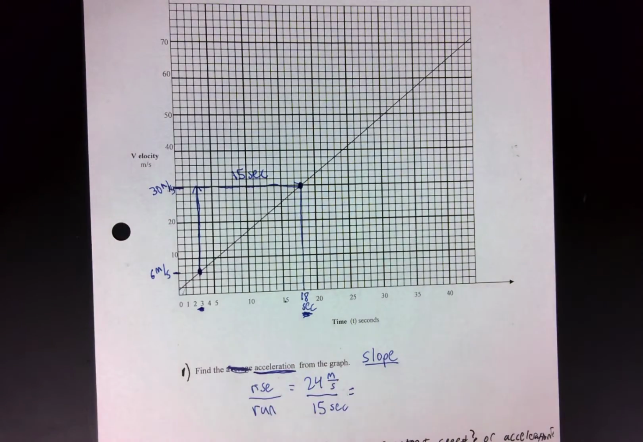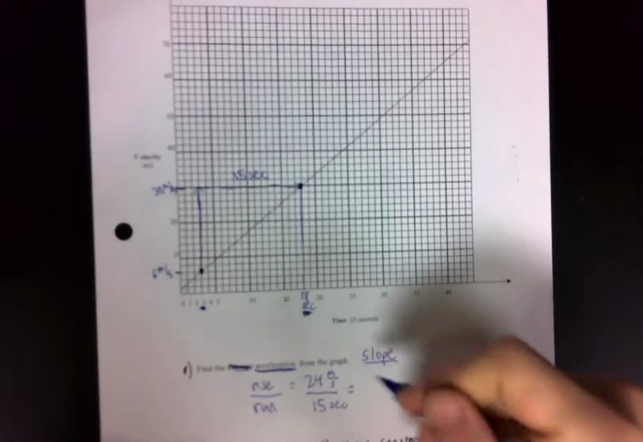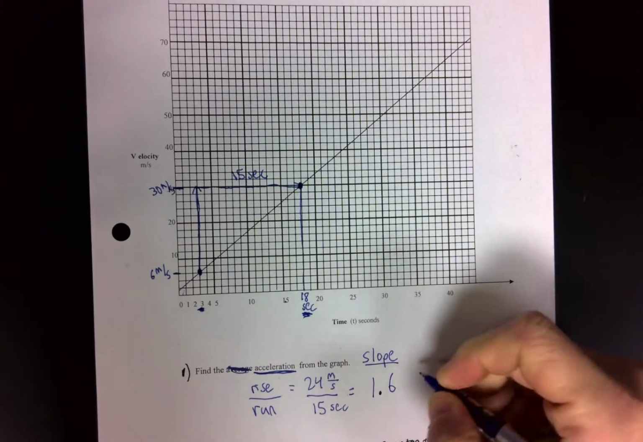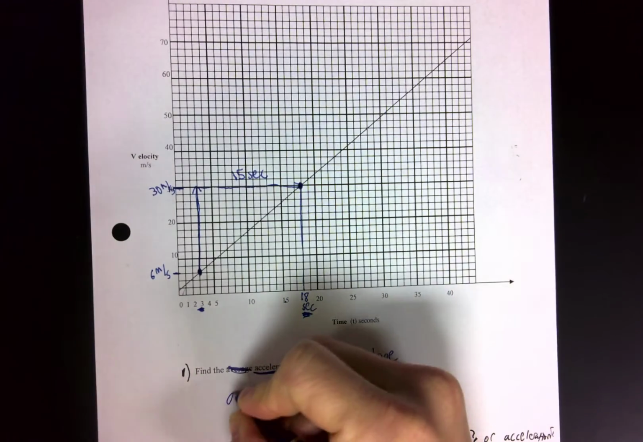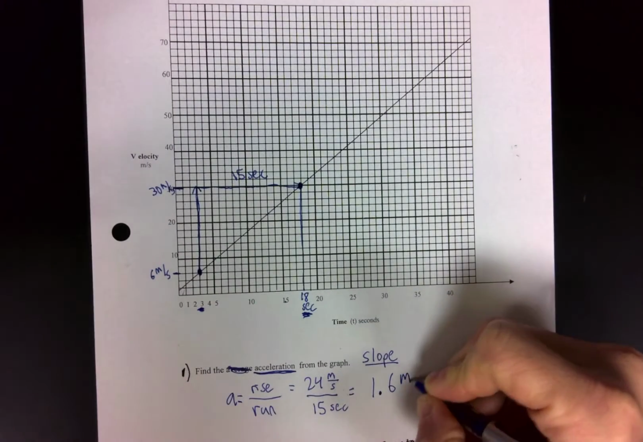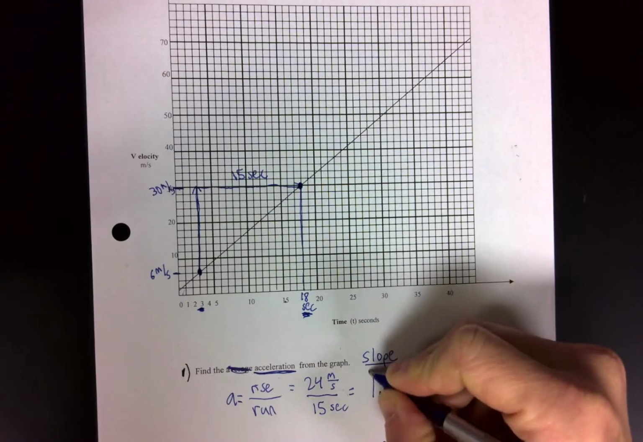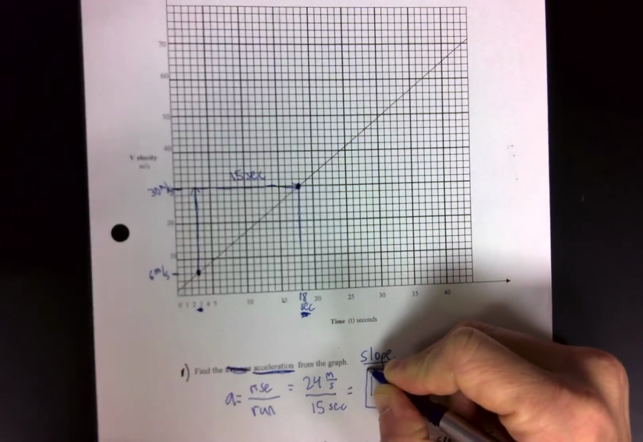Now in our calculator, we could do 24 over 15. And that gets us 1.6. And it's an acceleration. So it's 1.6 meters per second squared is the unit for acceleration. All right, guys?